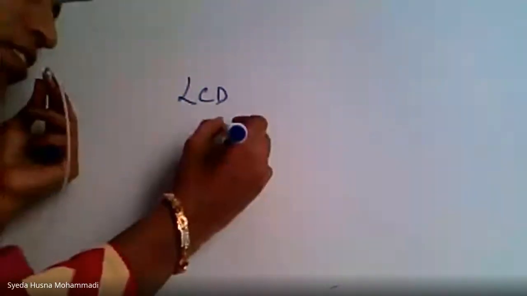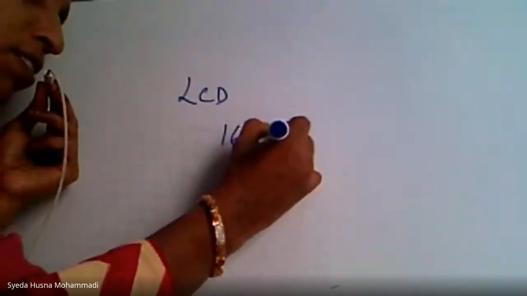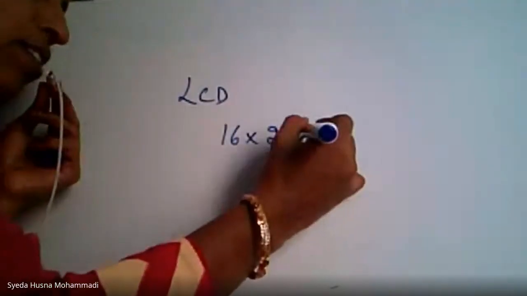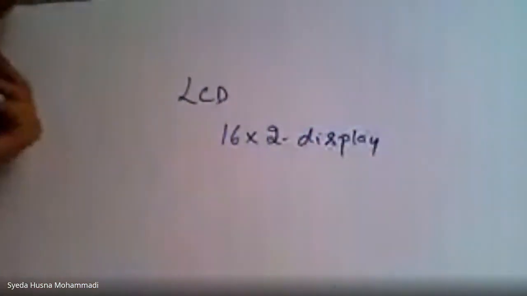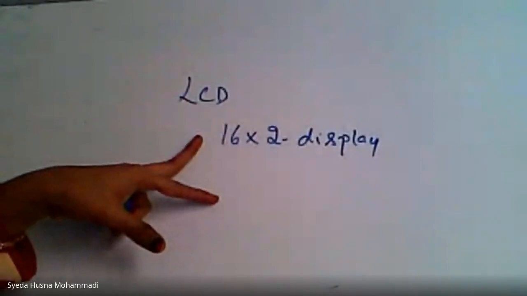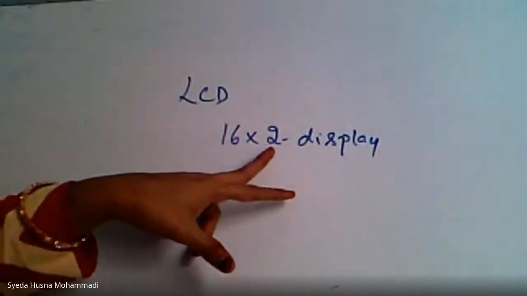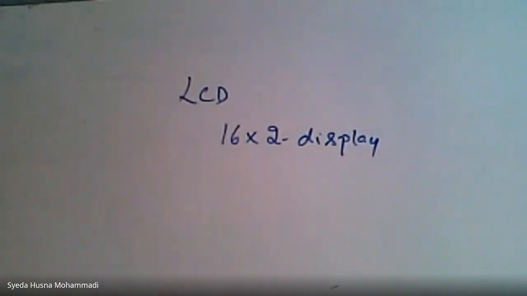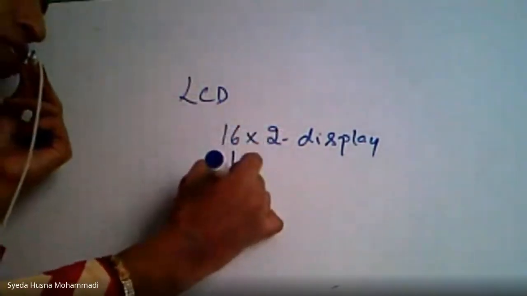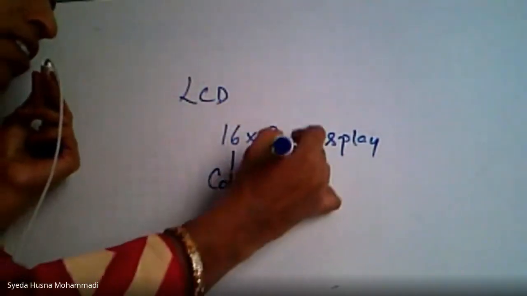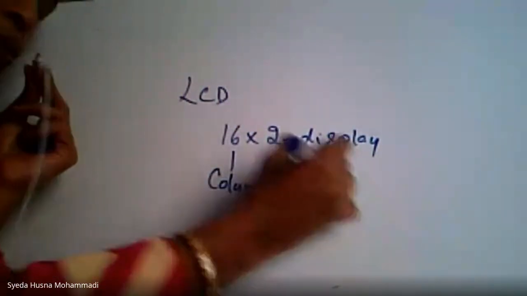So what type of LCD are we making use of? It is a 16 cross 2 LCD display. It is a liquid crystal display. We all know that we have two different types of display: either an LED display or an LCD display. The display we are making use of here is your LCD display. It will be 16 cross 2; here 16 cross 2 indicates columns and rows.